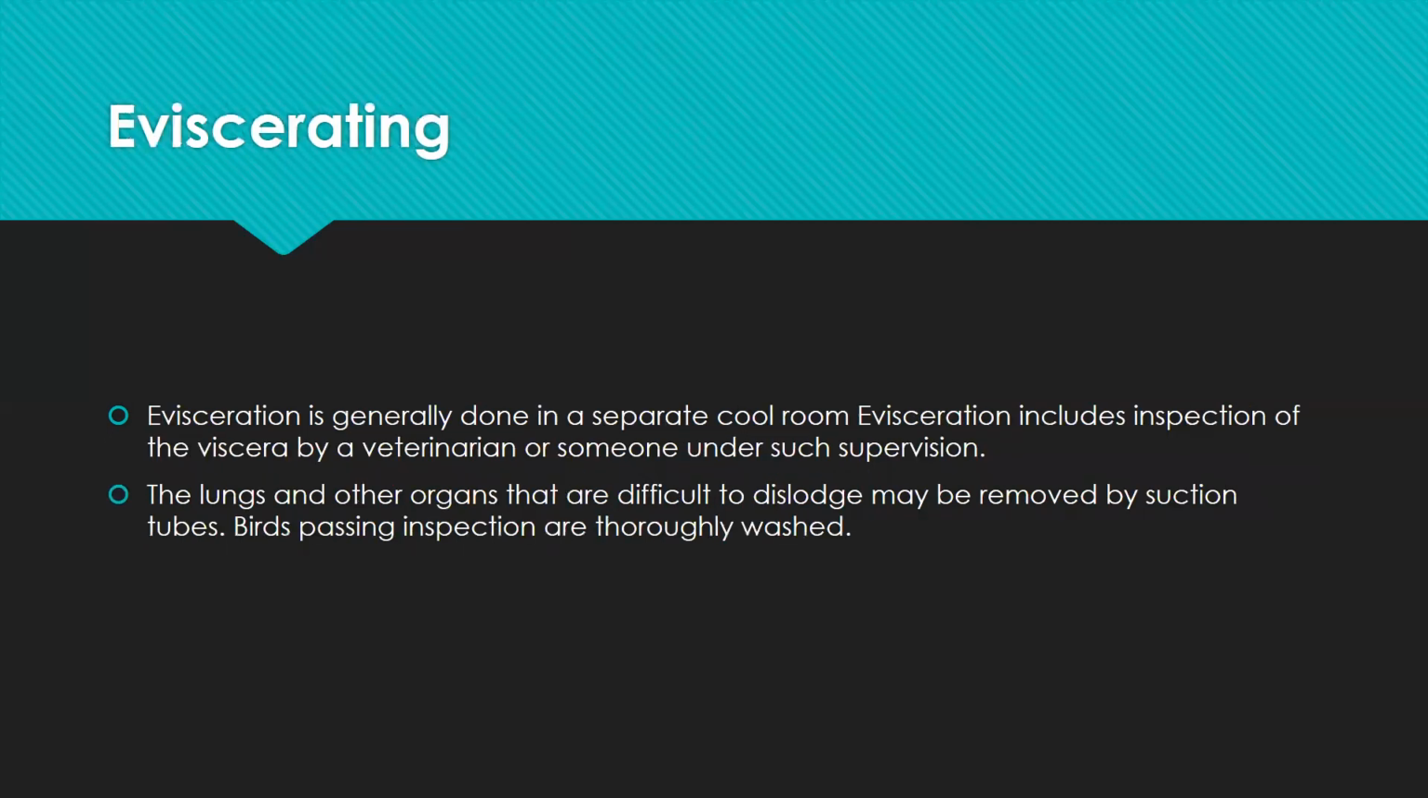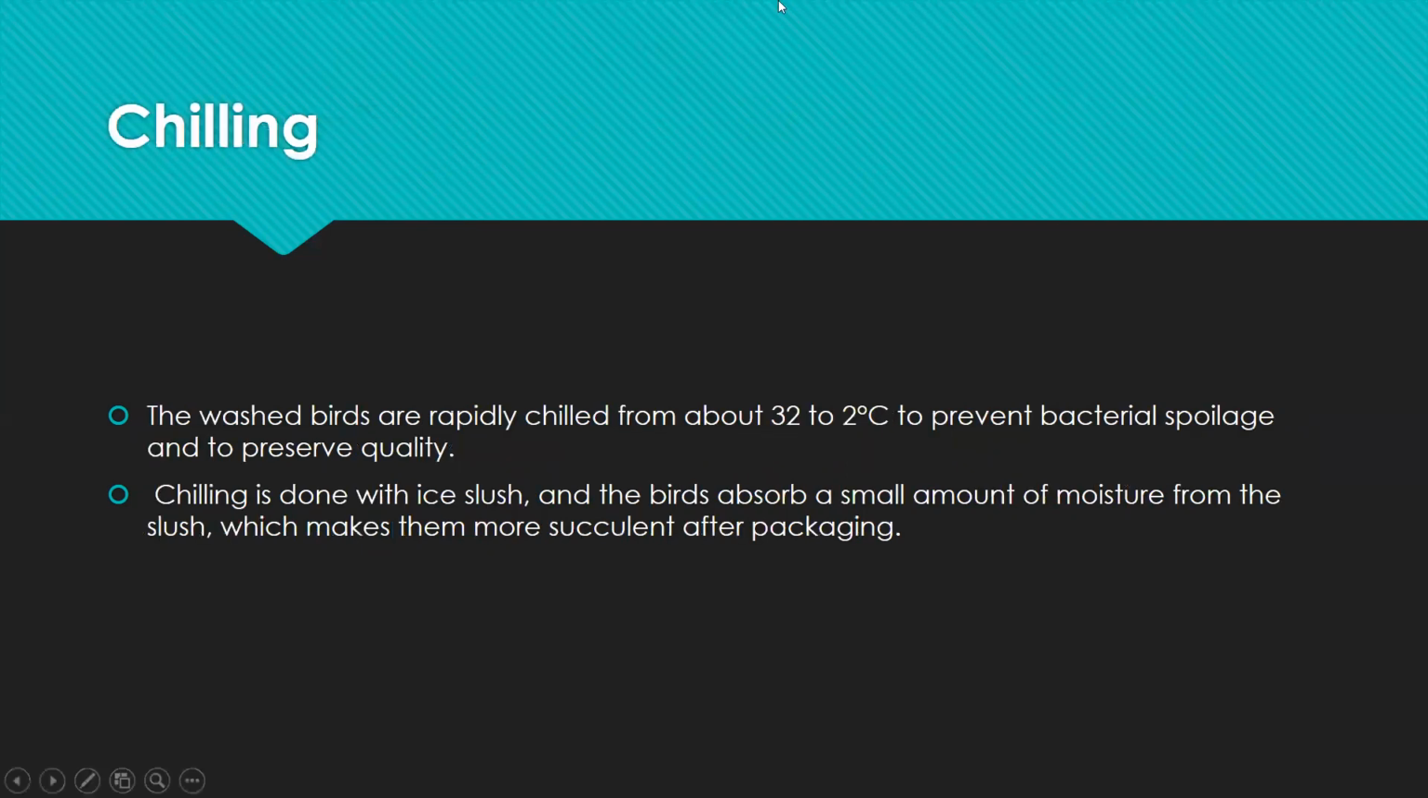Next process is eviscerating. Evisceration is generally done in a separate cool room. It includes the inspection of the viscera by a veterinarian or someone under supervision, and the lungs and other organs, which are difficult to dislodge, are removed by suction tubes. After this, the birds are passed, and after inspection they are thoroughly washed. Next is chilling.